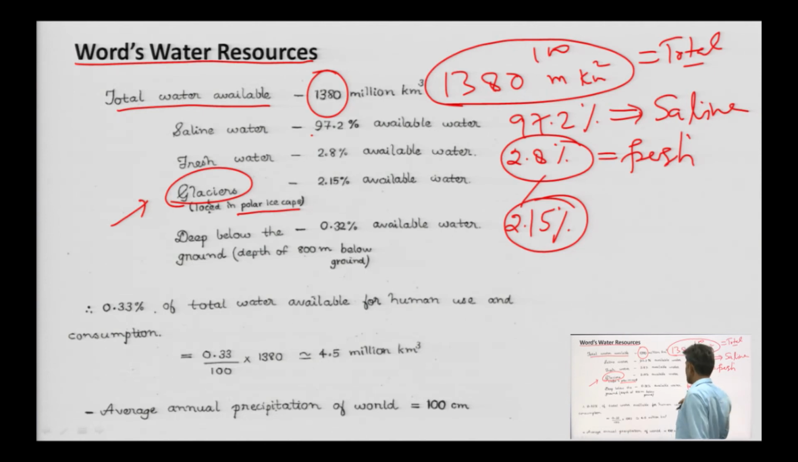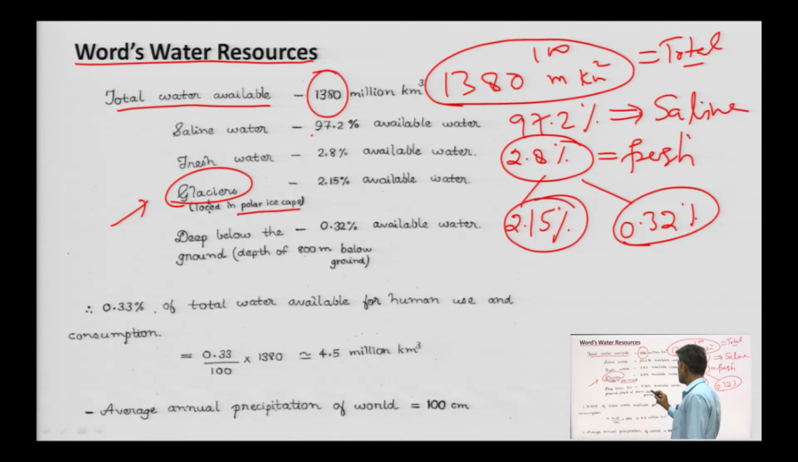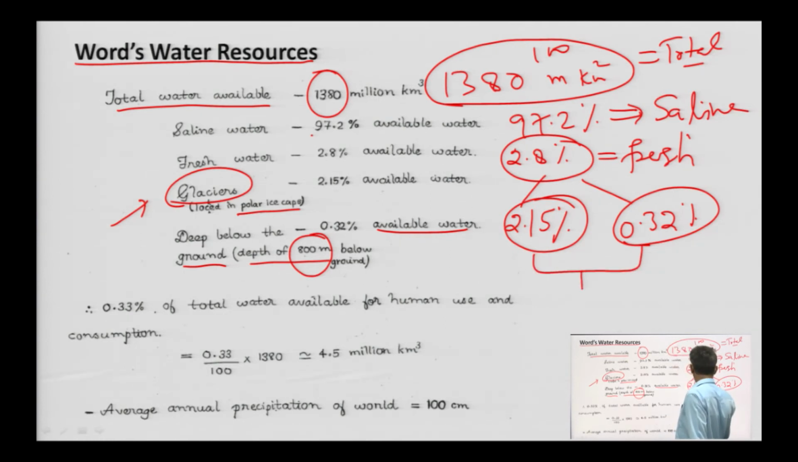2.8, and this one. And some part of the water, 0.32% of the water, that water is available in the ground, at a depth of 800 meters below the ground. So the remaining quantity of the water is very little, and it is only 0.33%.